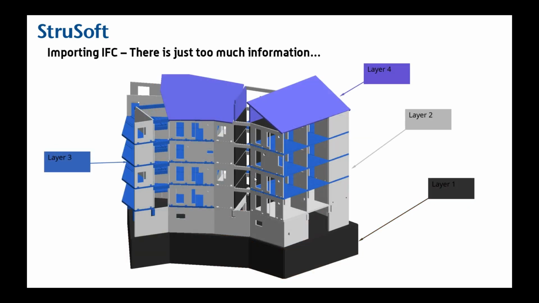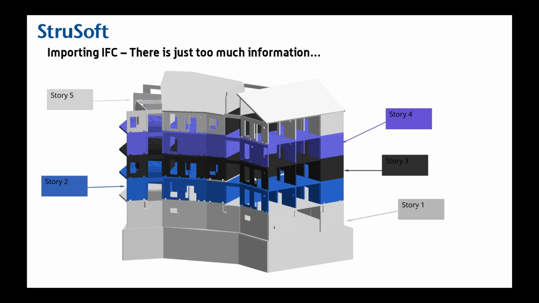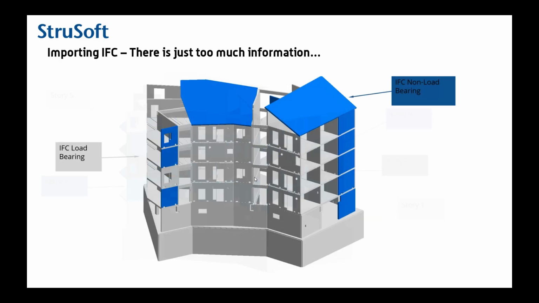The second filtering type is by layer. IFC has layers, and we can select any combination of layers to input as an analysis model. And finally, we have the option to filter by story. So we can choose story 1 to story 4, and that's what we need for finite element analysis. Probably we want story 5 as well, but anyway, we can filter.